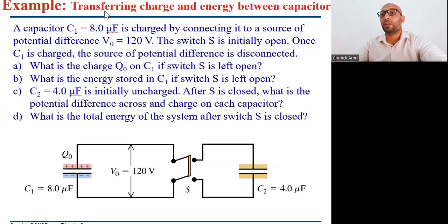Let's take some examples. In this example, we have a capacitor C1 equal to 8 microfarad. This C1 is charged by connecting it to a source of potential difference V0. The switch S is initially open, so there is no capacitor here. Once C1 is charged, the source of the potential difference is disconnected. At first, question A: what is the charge Q0 on C1 when the switch S is left open? Let's try to do it step by step.